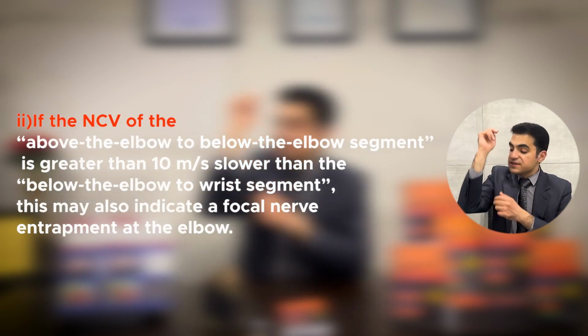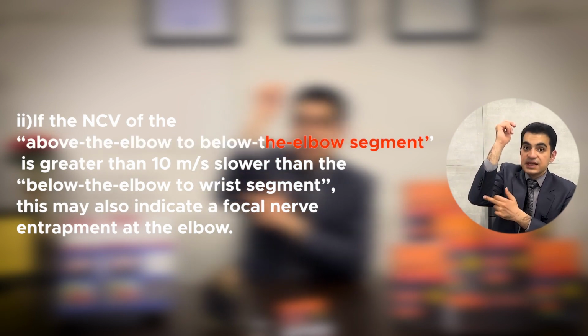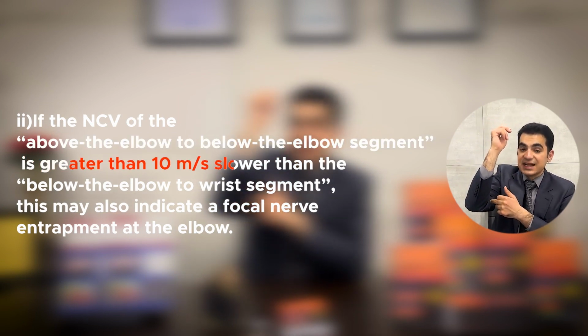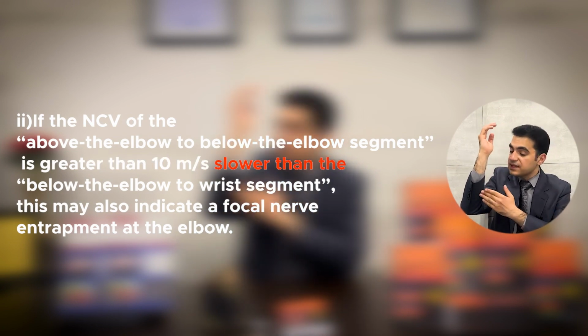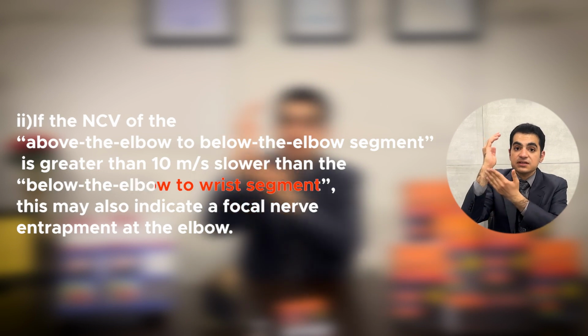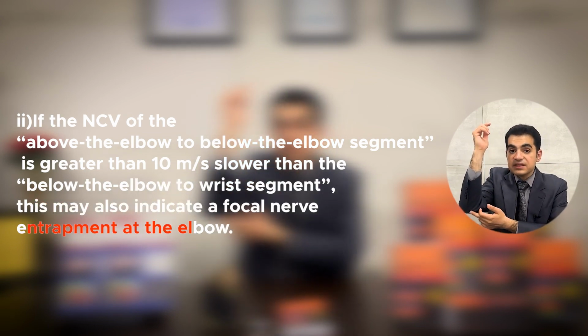Second, if the NCV of the above the elbow to below the elbow segment is greater than 10 meters per second slower than the below the elbow to wrist segment, this may also indicate a focal nerve entrapment at the elbow.